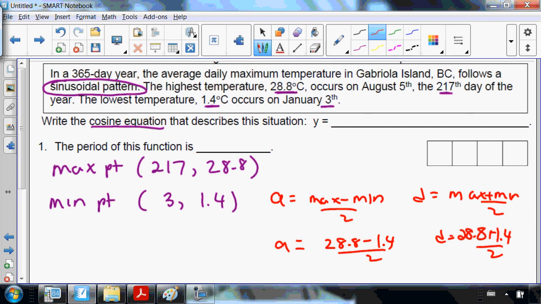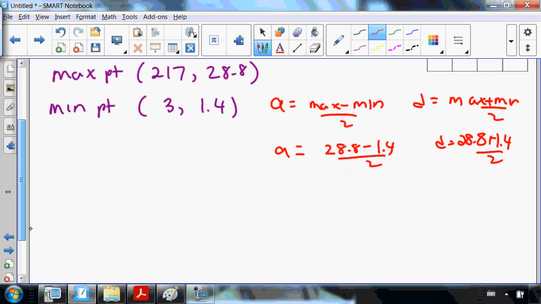Okay, good to that point? I just plug it into my calculator. 28.8, take away 1.4, divide by 2, makes my A value 13.7. My D value, add those together, is 15.1. Okay, that looks right so far?